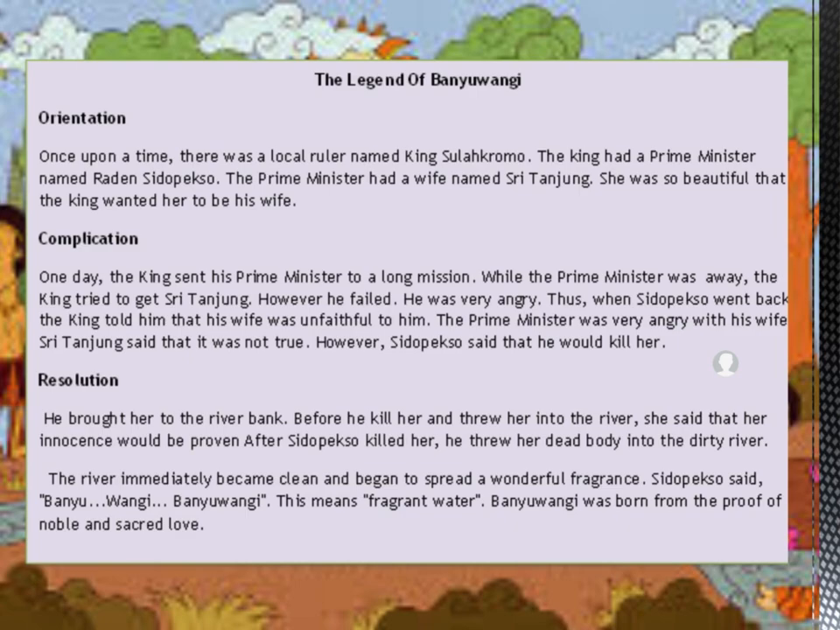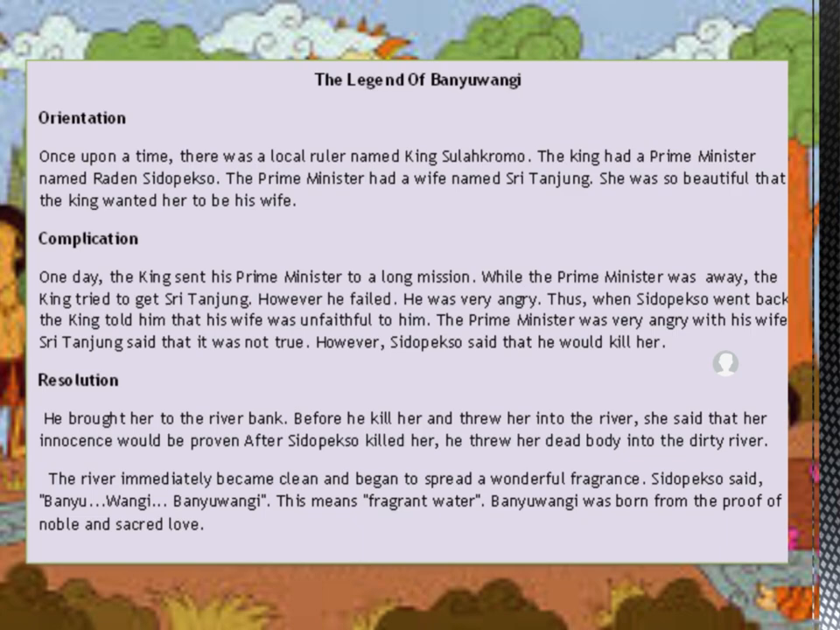Complication part. One day, the king sent his prime minister on a long mission. While the prime minister was away, the king tried to get Sri Tanjung. However, he failed. He was very angry. Thus, when Sidopukso went back, the king told him that his wife was unfaithful to him. The prime minister was very angry with his wife. Sri Tanjung said that it was not true. However, Sidopukso said that he would kill her.